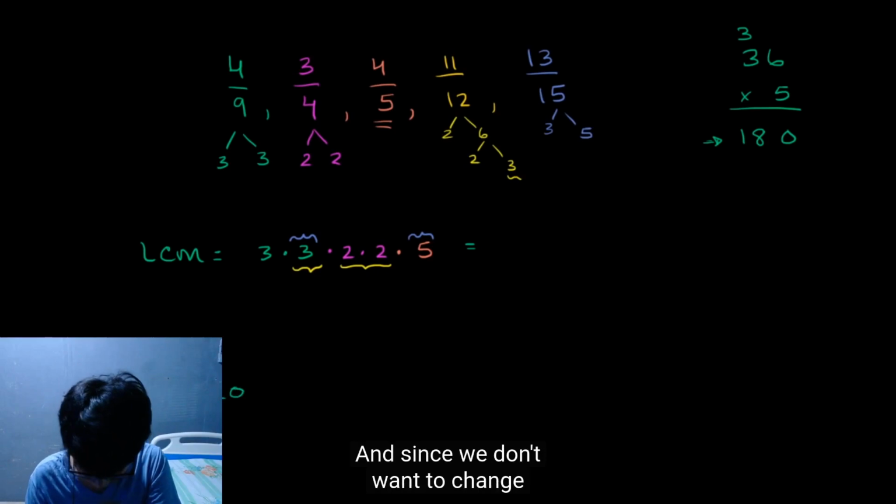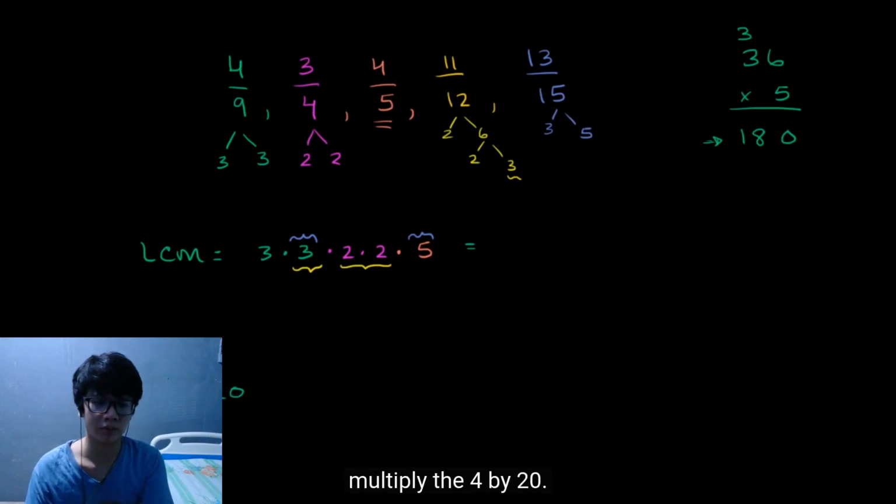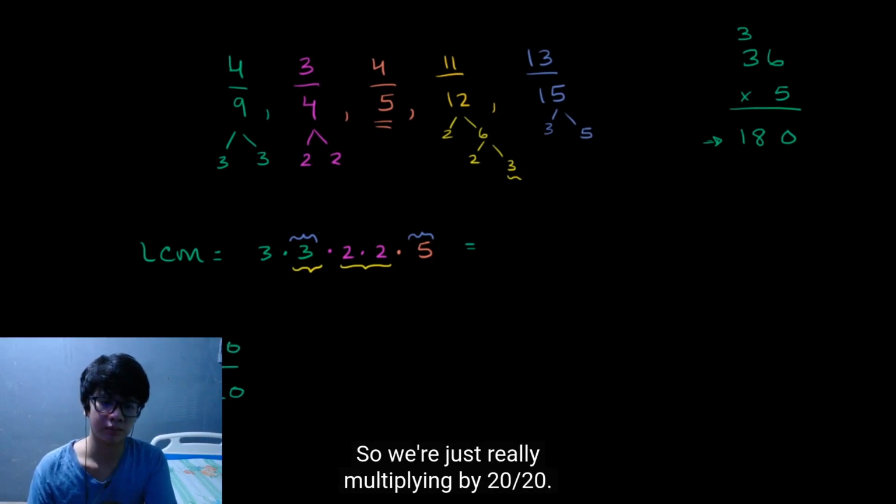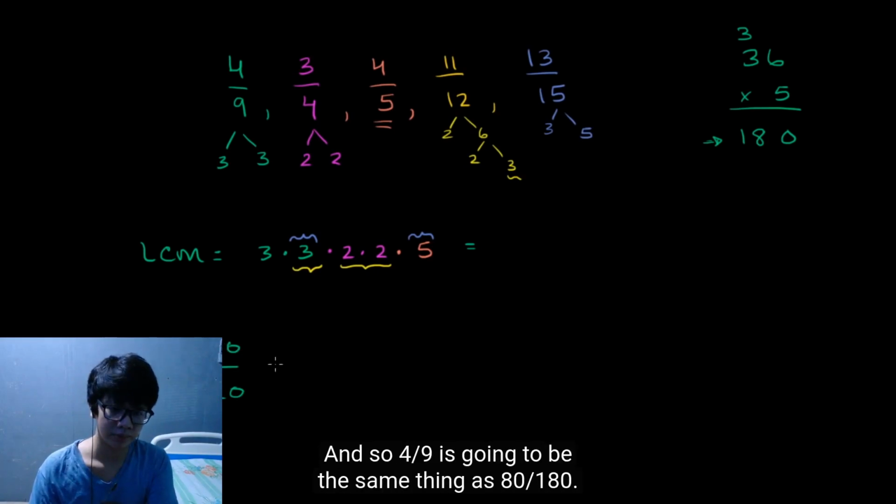And since we don't want to change the value of the fraction, we should also multiply the 4 by 20. So we're just really multiplying by 20 over 20. And so 4/9 is going to be the same thing as 80 over 180.